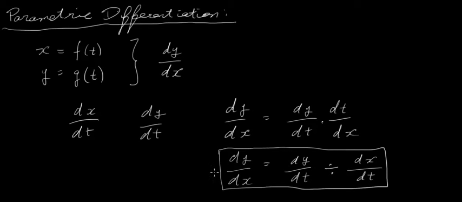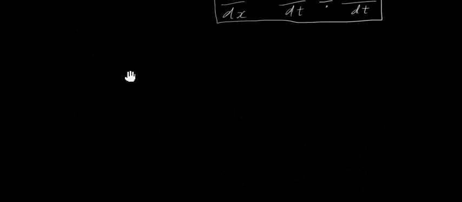Now I'm going to do two examples of parametric differentiation. So let's look at our first one. We're going to say that x is equal to, let's say, 4t cubed, and y is equal to (1 plus 3t squared) all squared. And what we want to do is find dy dx.